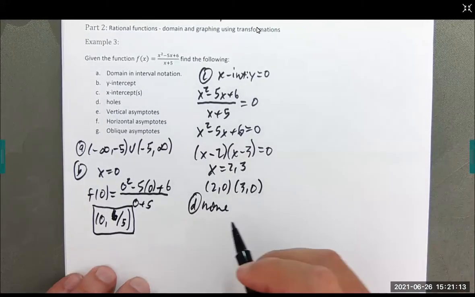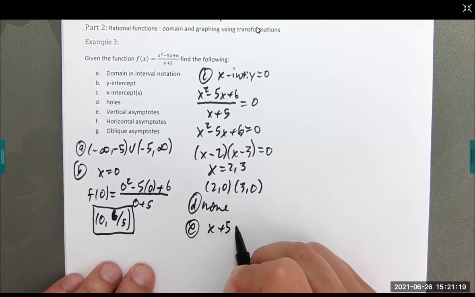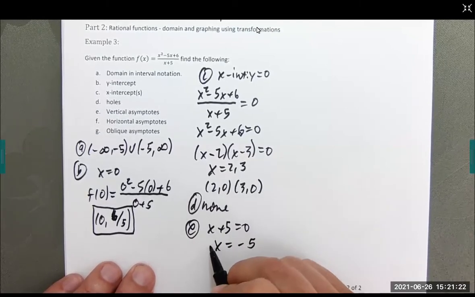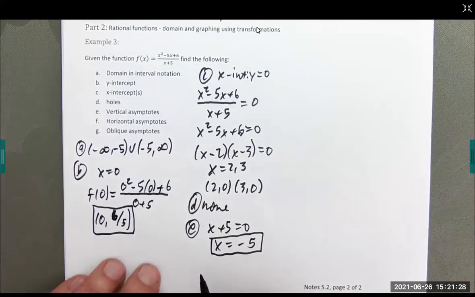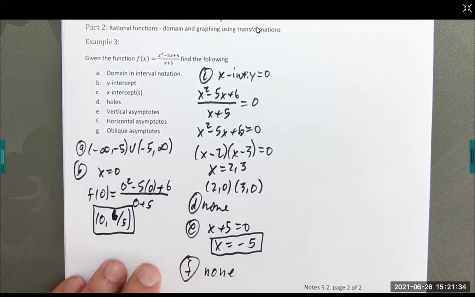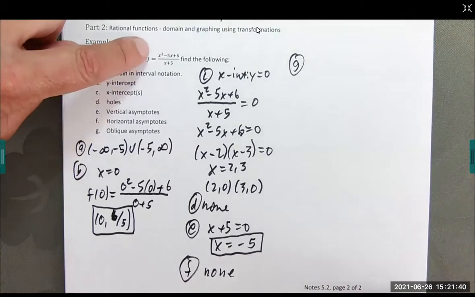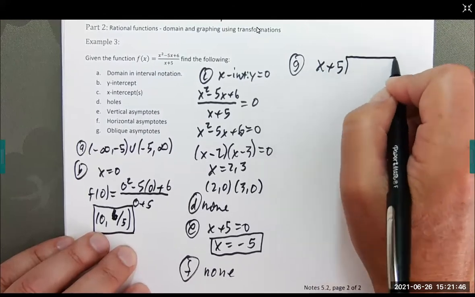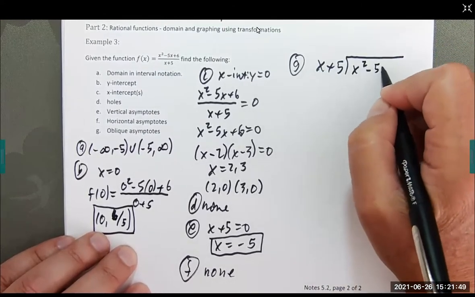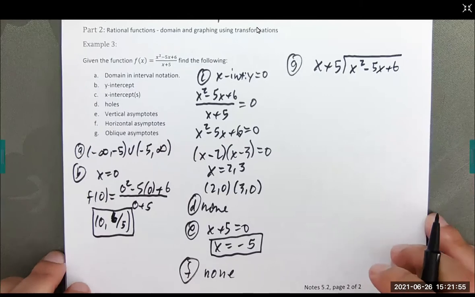E, vertical asymptotes, absolutely. That is when x plus 5 equals 0, or x equals negative 5. We have a vertical asymptote right there. Part F, there are no horizontal asymptotes. However, part G, or oblique, I'll notice that the numerator degree is larger than that in the denominator, so I'm going to divide it out. By the way, for the x-intercepts, had that not factored, you would have to use the quadratic formula.